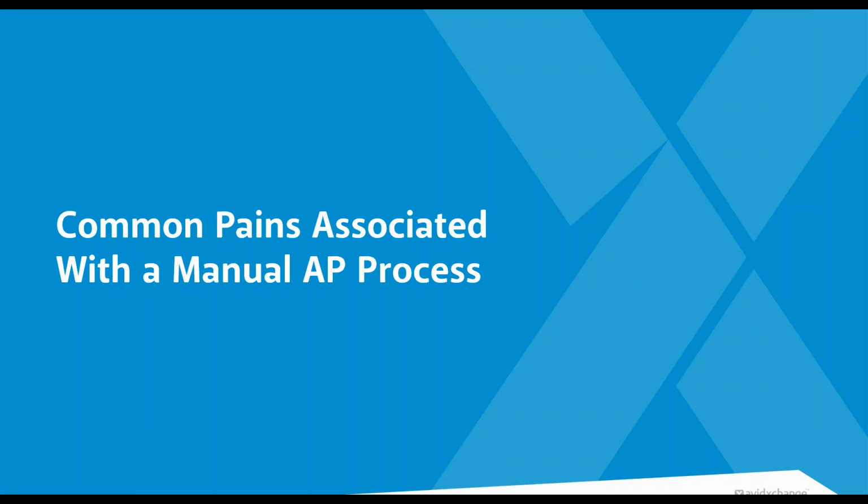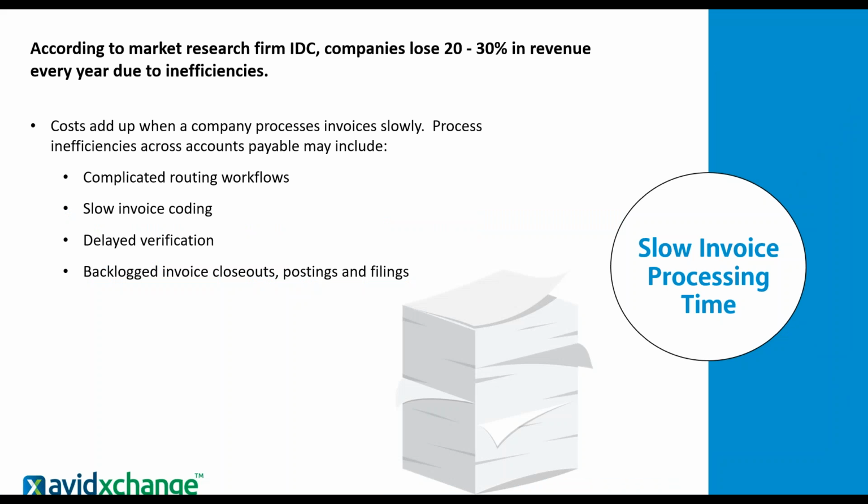So first, we're going to talk about common pain points associated with manual AP processing. The biggest challenge is slow invoice processing. A lot of organizations experience anywhere from 20 to 30% of the revenue that they lose in inefficiencies. And this is due to complex routing workflow processes. A lot of it is manually distributed. Decision-making is delayed through departments because there's no visibility.